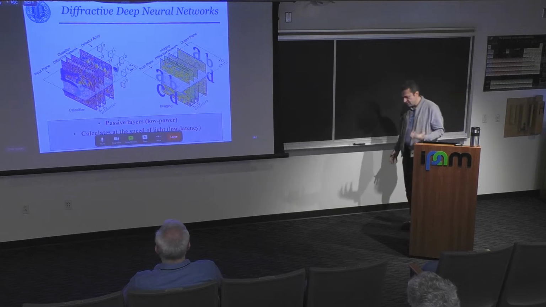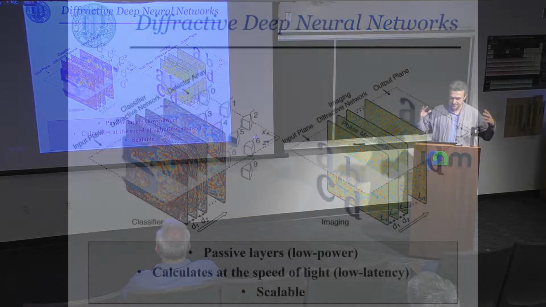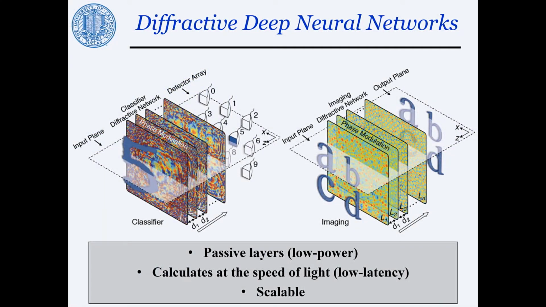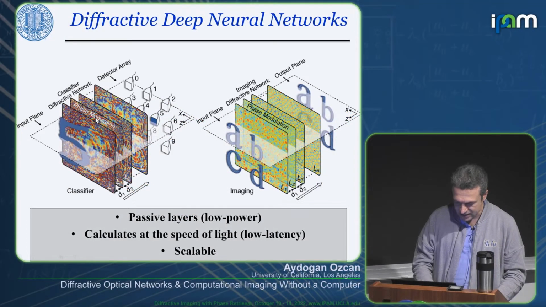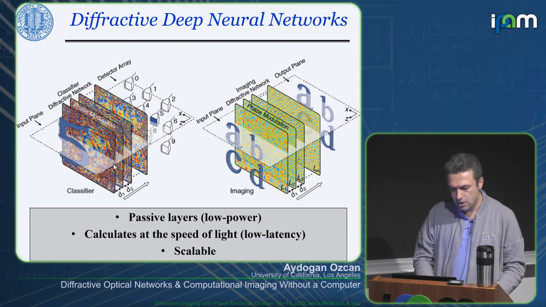What are some of the unique features of this kind of scheme? First of all, after you fabricate it, the inference is all optical, using passive layers, so it's low power. Except for the illumination light, you do not need power. You can literally compute by diffraction. It computes the solution that you want at the speed of light, so low latency.